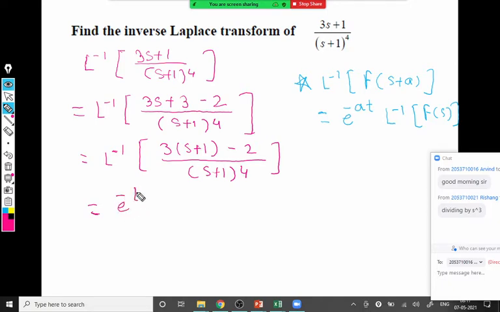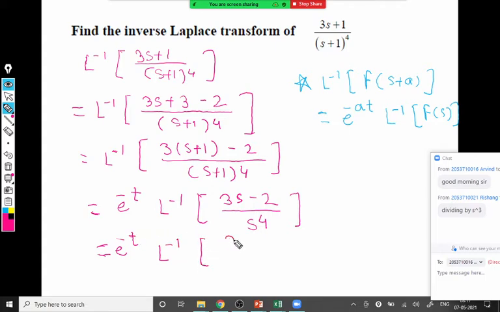E raised to minus t, correct. And we are left with L inverse of, now every s plus a is replaced by s. So here s plus 1 should be replaced by s. Now 3s minus 2 upon s raised to 4. Now next step: separate division. 3 upon s cube minus 2 upon s raised to 4. Now the next step, I will write it here, that e raised to minus t as it is.